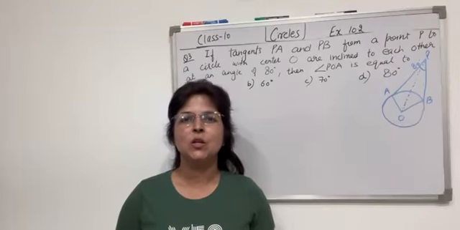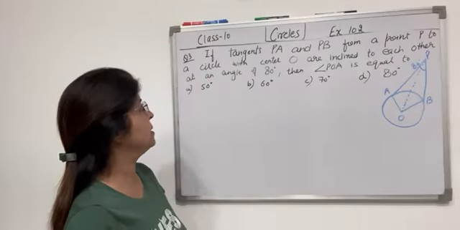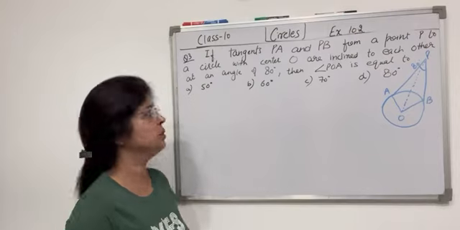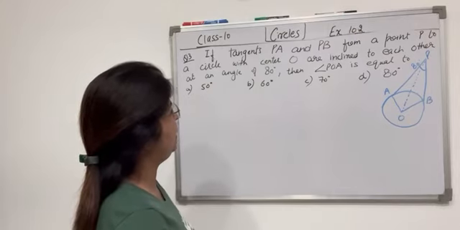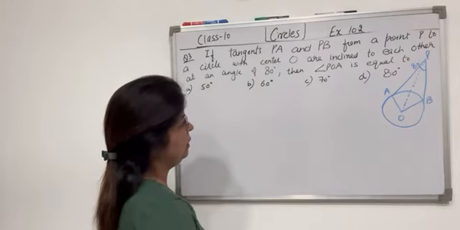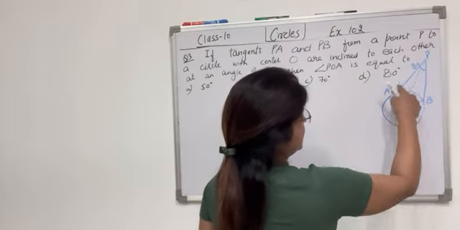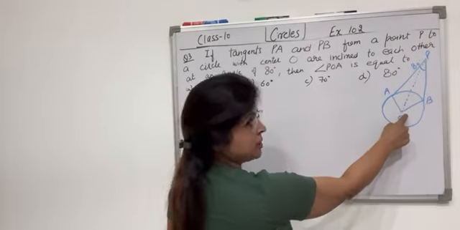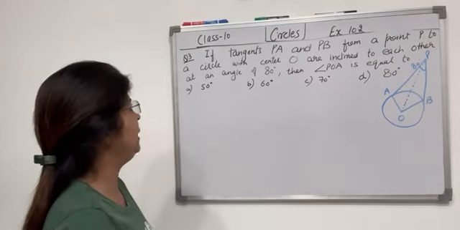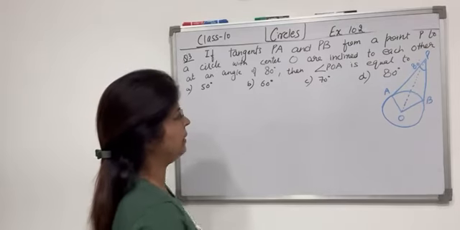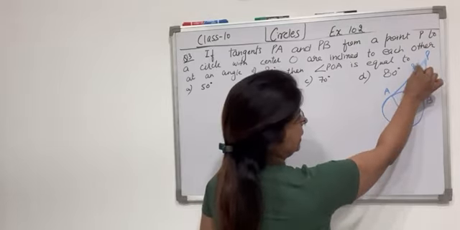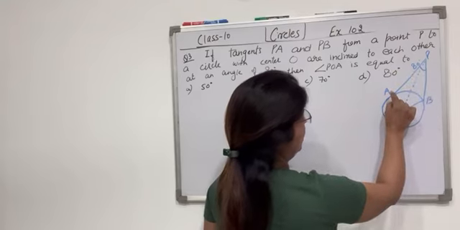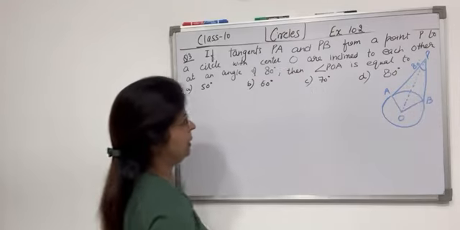Hello everyone. So in this video we are going to do exercise 10.2 question third, and the question is: if tangents PA and PB from a point P, with center O, the center of the circle, are inclined to each other at an angle of 80 degrees. It means angle APB is 80 degrees.